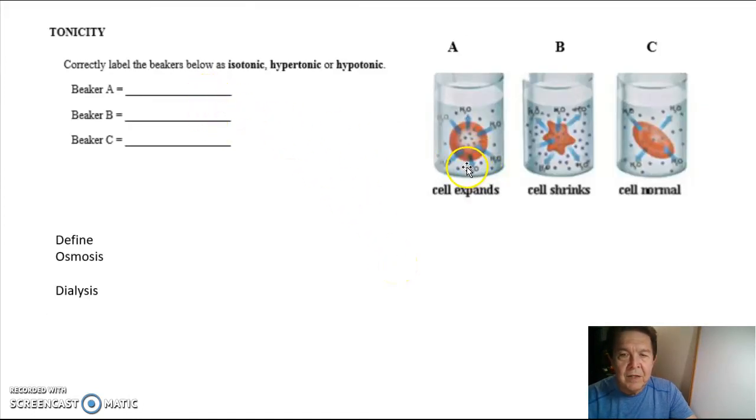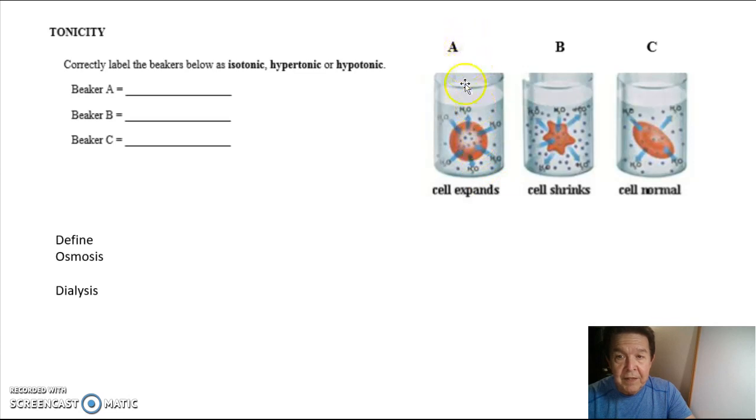Tonicity is another form of classifying the solutions. For example, isotonic solutions are those that contain the same concentration as in a red cell. Hypertonic when they contain more solute dissolved than in a red cell, and hypotonic the opposite.